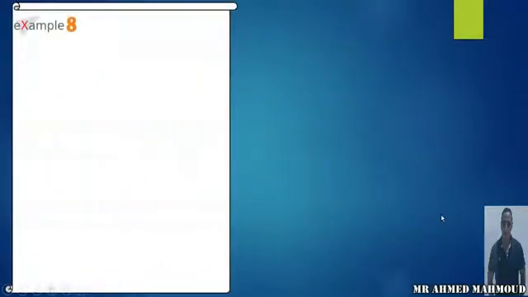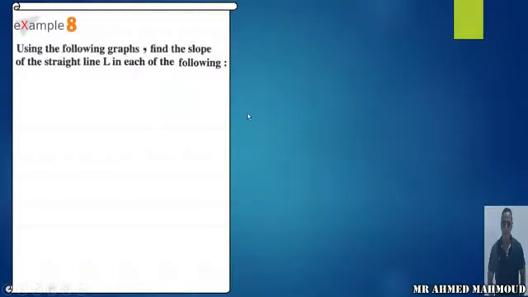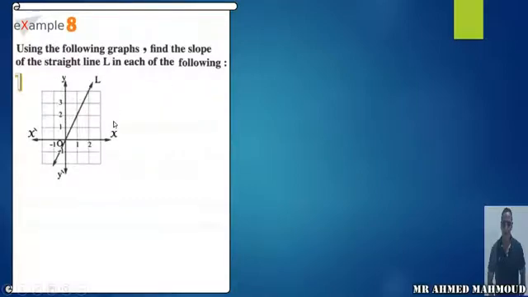The next one, example 8. Using the following graphs, find the slope of the straight line L in each of the following cases. Number 1, here we have straight line L. To find the slope of this straight line, we need 2 points on the straight line. The first point is (0, 0). The second point is (1, 2). Then m equals (2 minus 0) over (1 minus 0), which equals 2.